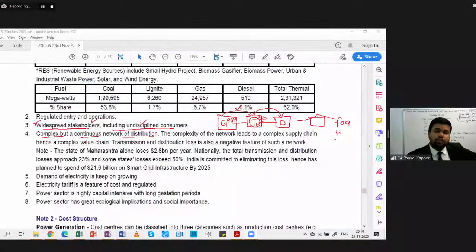The network of the power stations, substations and transformers together is known as what? Together it is known as the grid. Okay, listen to this word again and again.